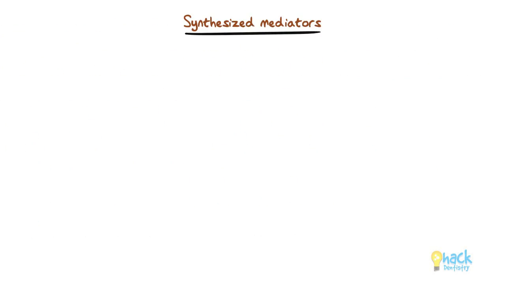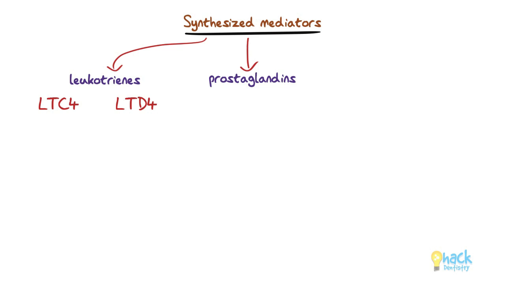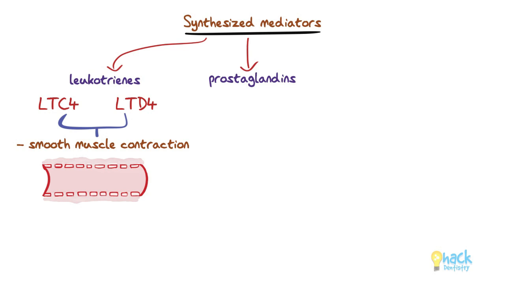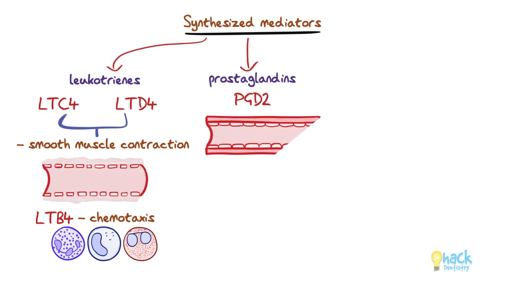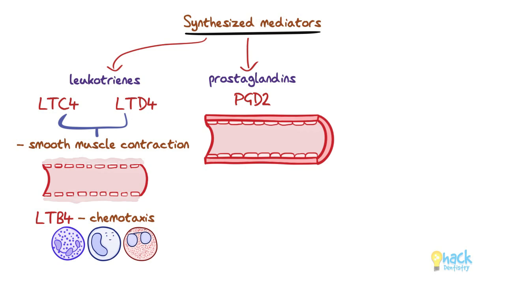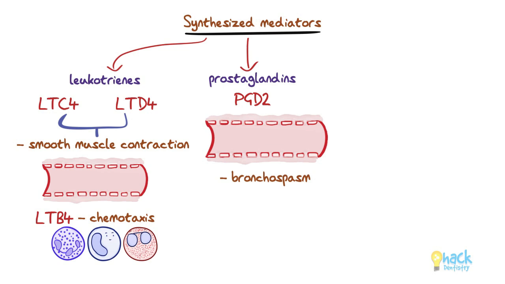Newly synthesized mediators are usually arachidonic acid derivatives, namely leukotrienes and prostaglandins. Leukotrienes C4 and D4 are several thousand times more powerful than histamine in causing smooth muscle contraction and also cause an increased vascular permeability. Leukotriene B4 is a chemotactic agent for neutrophils, monocytes, and eosinophils. Prostaglandin D2 is the most abundant prostaglandin produced and causes vasodilation, increased permeability of the blood vessels, and also bronchospasm.